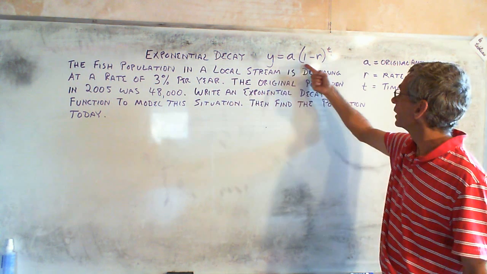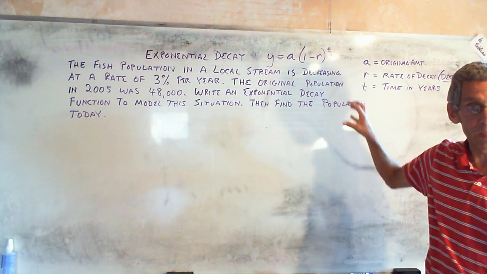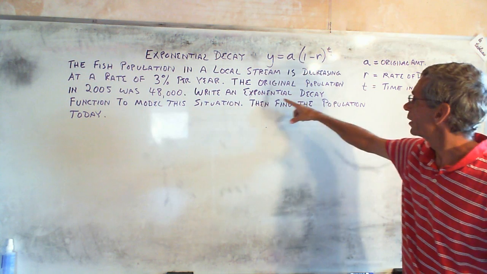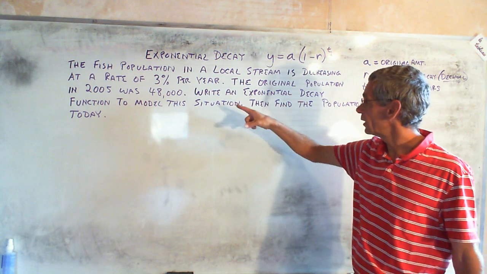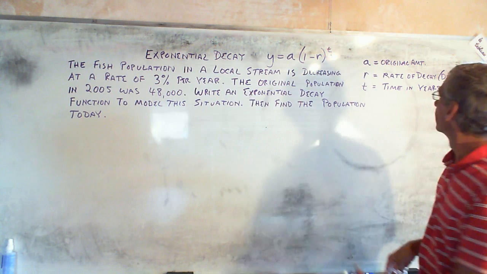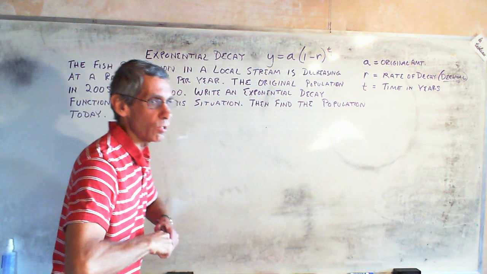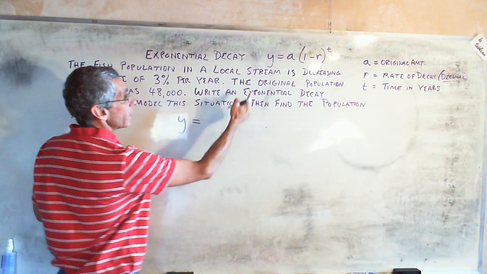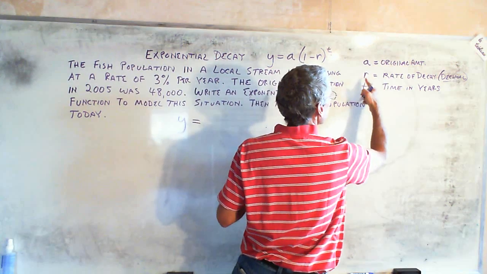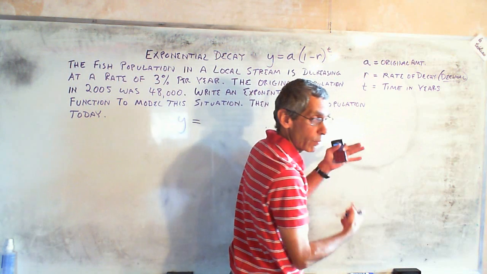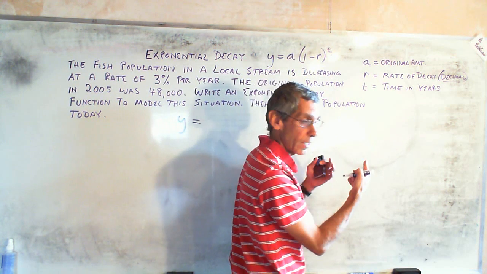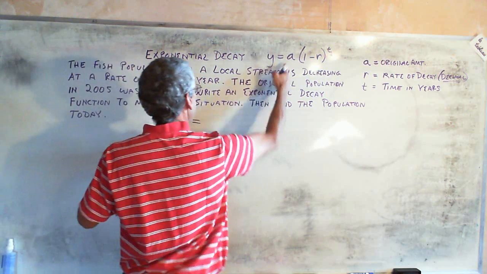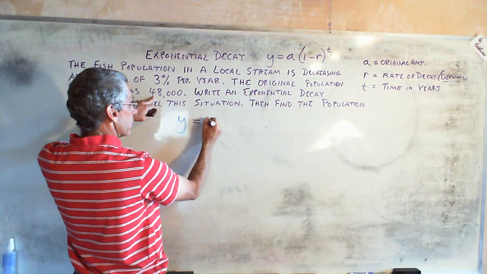Write an exponential decay function. So this is an exponential decay function without the information in it. We're going to take that function and put information in it. Write an exponential decay function to model this situation, then find the population today. As long as you know your formula, it's a piece of cake. So y is equal to A, my original amount, r is my rate of decay, not my rate of growth, always written as a decimal, and t is my time in years.